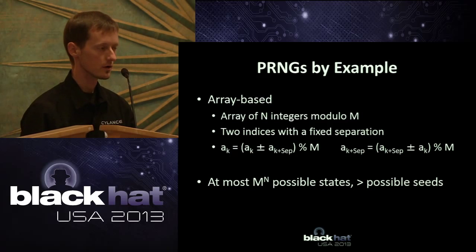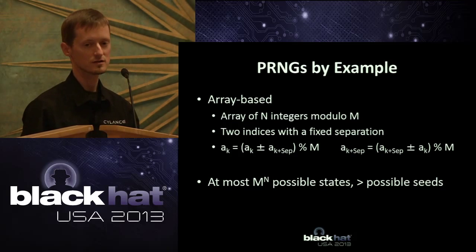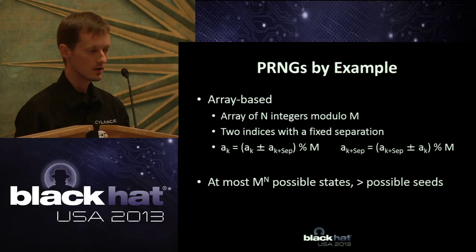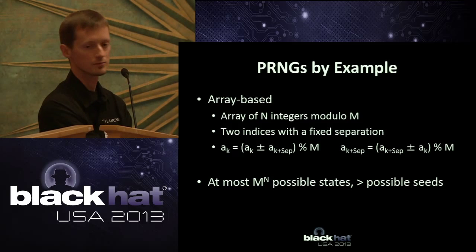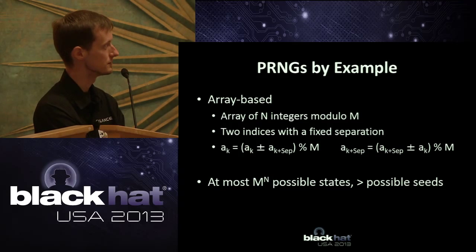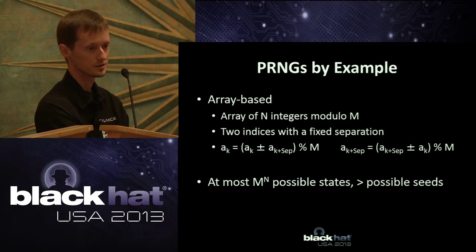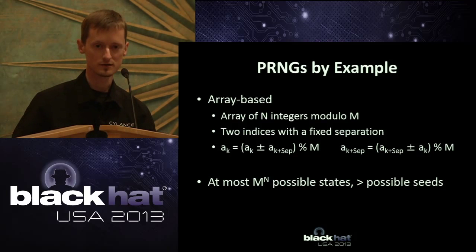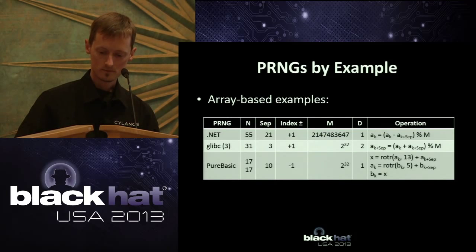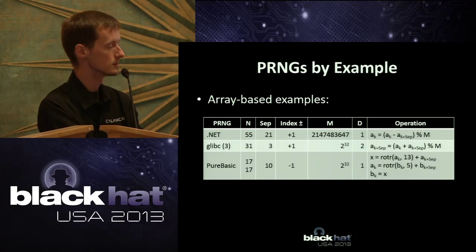These 2 indices are always a fixed separation apart. So these are the 3 most important parameters of these array-based PRNGs. The number of integers, the size of the array, the modulus, and then the separation. And those totally affect its behavior. So here's just a little summary.